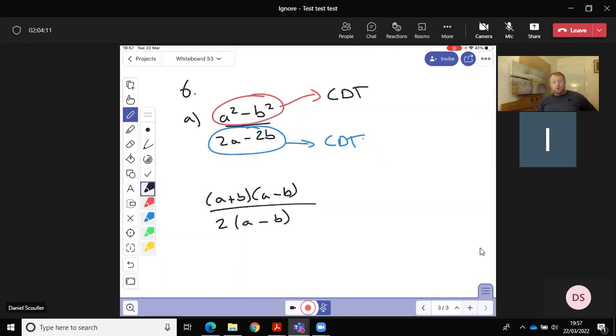Now at this point, because the top line is a bracket multiplied by a bracket, and the bottom line, the denominator, is a number multiplied by a bracket, we can cancel out. So that a minus b and a minus b, the one in the top and the one in the bottom, cancel out. And that just leaves us with a plus b over 2.